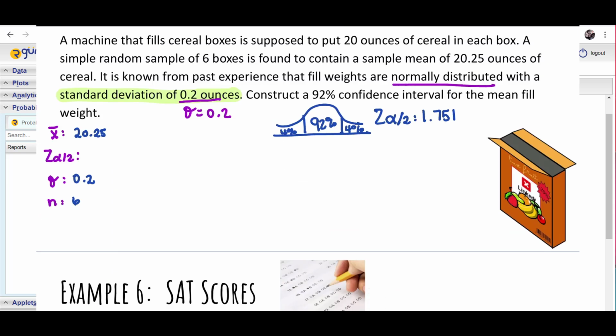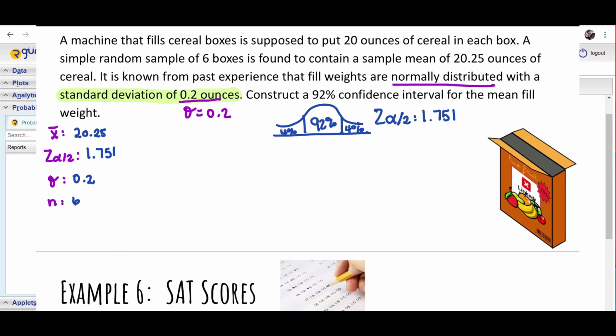Okay, so I'm going to fill this in. This is 1.751. So that is the number of standard deviations above and below the mean that the confidence level boundary is. What we consider usual is going to be, anything outside of that, we're going to consider unusual.